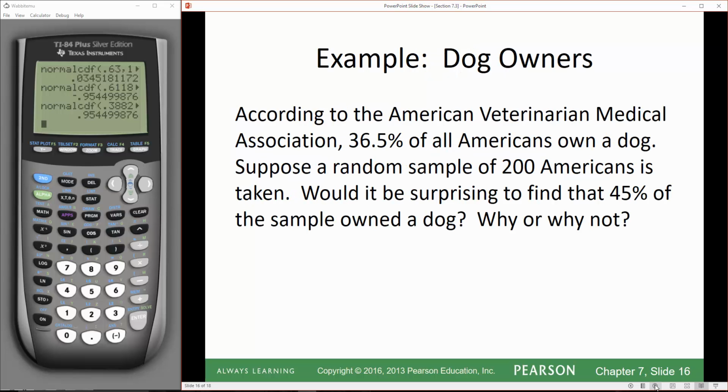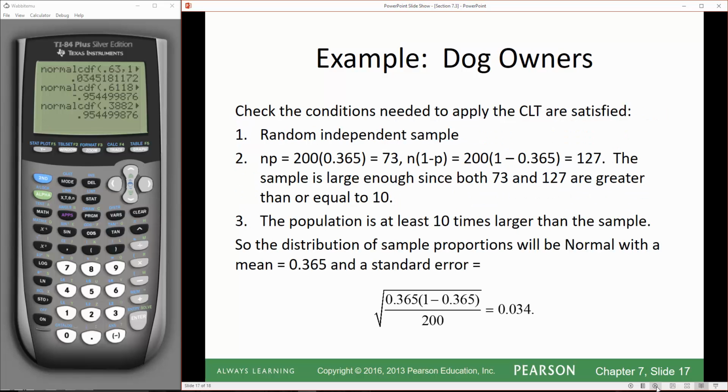So here's another example of dog owners. According to the American Veterinary Medical Association, 36.5% of all Americans own a dog. Suppose a random sample of 200 Americans is taken. Would it be surprising to find that 45% of the sample owned a dog? Why or why not? So we want to use the idea of the central limit theorem here to investigate, does that seem unlikely?